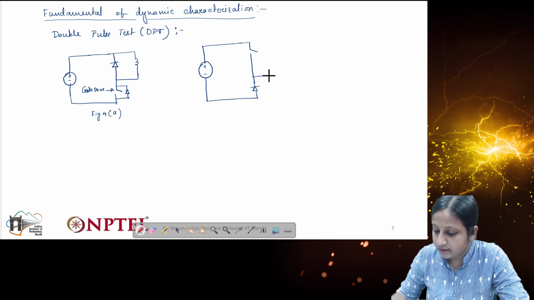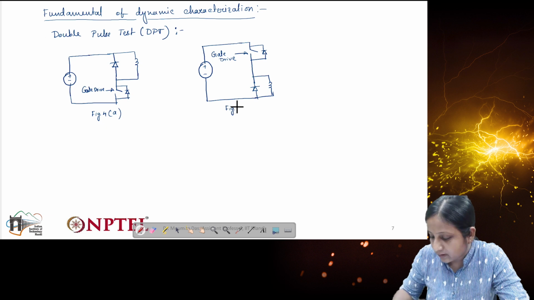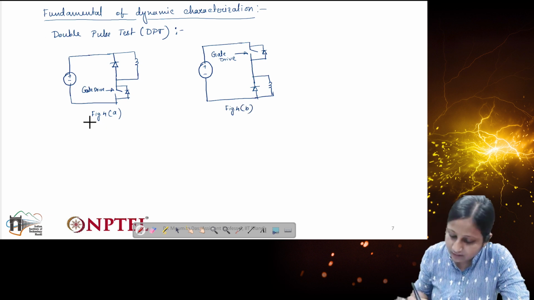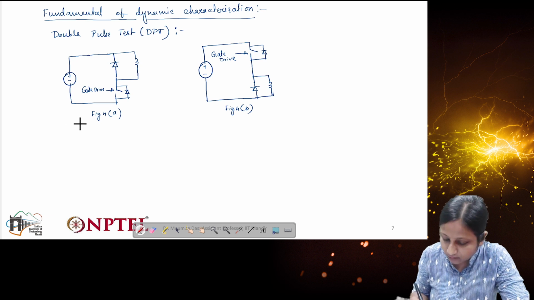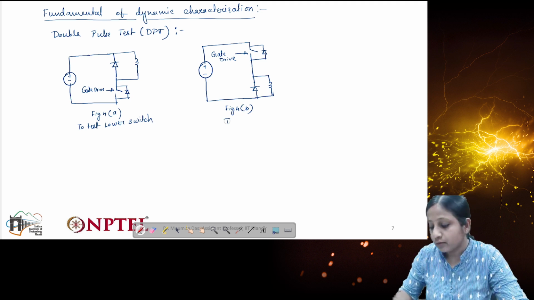So now here this inductor will be connected here. This is the device which is under test. Here we have to provide gate drive. In case of the upper switch, the gate drive will be provided here. So this is to test the lower switch, and this one to test the upper switch.